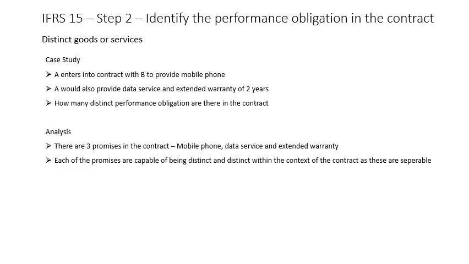Now let's look at a case study to understand the concept of distinct goods or services. A enters into a contract with B to provide a mobile phone. Along with the mobile phone, A is also providing a data service and an extended warranty of 2 years. In this case, there are three promises in the contract: mobile phone, data services, and extended warranty. Each of the promises is capable of being distinct on its own and distinct within the context of the contract, as each service is separable.